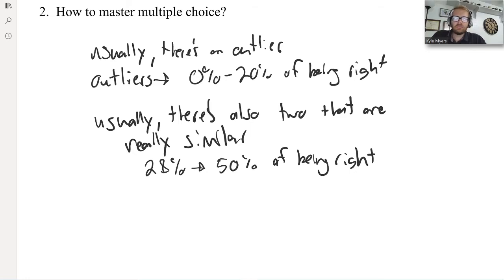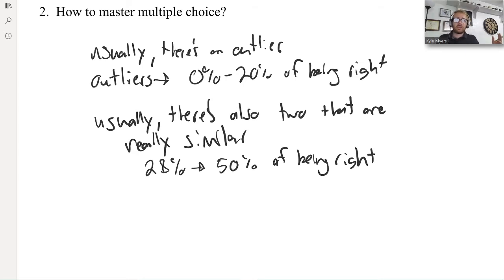Now, I put 28% because, of course, 25 is the regular. So if it's just two that are really close, but the other two options are not too far away from those two, and there's not really a good two that are really similar and different from the other two, then your chances are not that much higher that either one of those two is going to be the right answer. So sometimes that just happens.